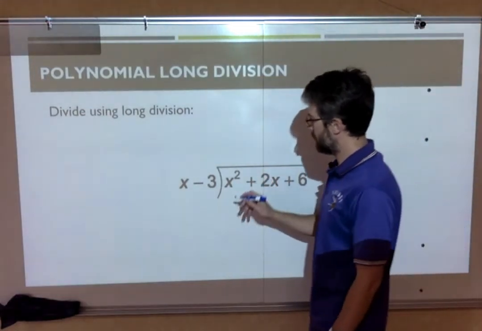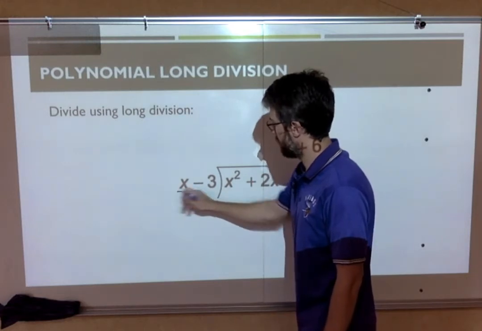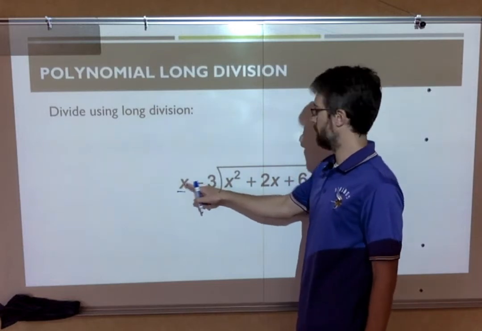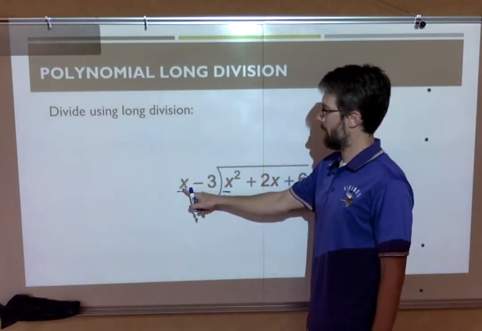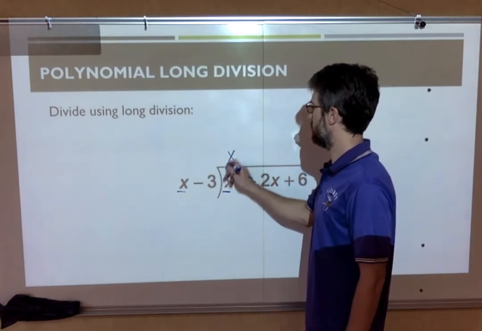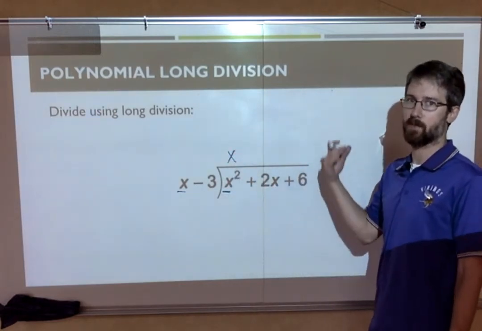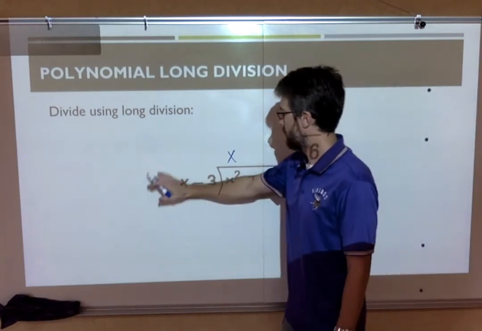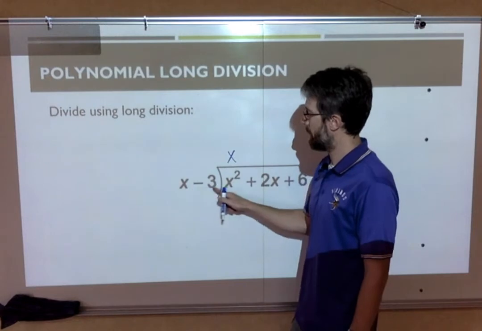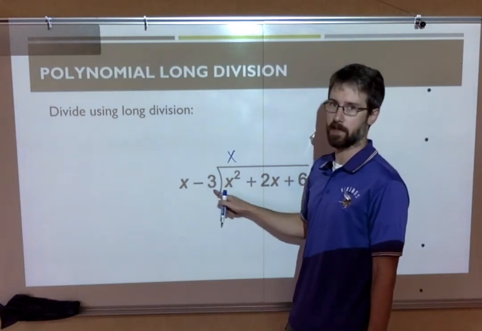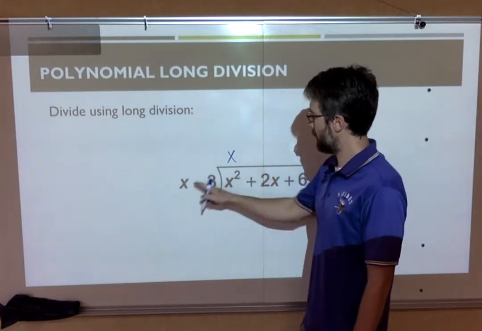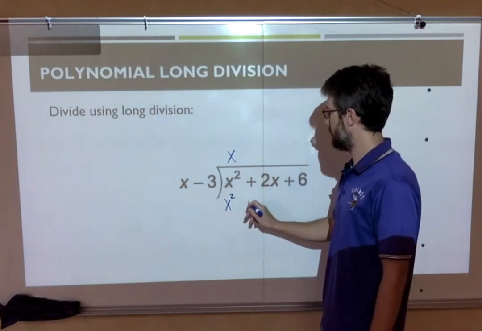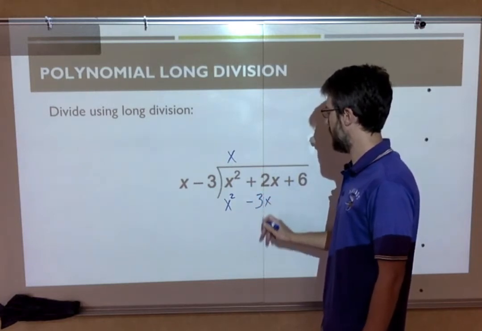Okay, so the first thing I'm going to do is divide only the first term here by this first term. So what is x squared divided by x? It is just x. X squared over x, the 1 cancels out, and it's just x. Now I'm going to take this x and multiply it by the entire binomial, my divisor. So x times x is x squared. X times negative 3 is minus 3x, right?